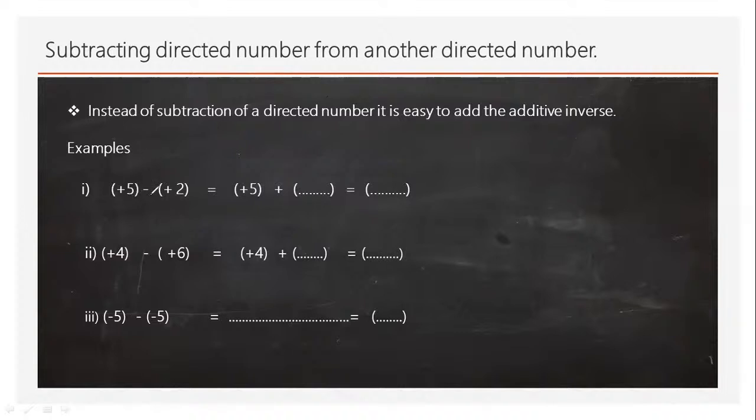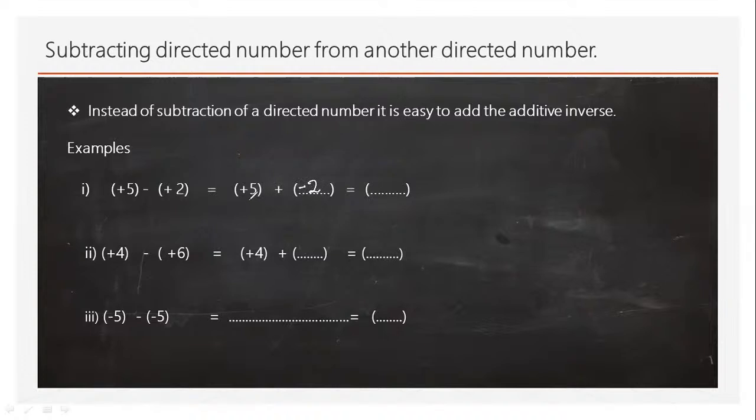Plus 5 minus plus 2. Right. Instead of subtraction, we can change the sign. Plus 5, plus, instead of minus you can add plus here. Now write the additive inverse of this plus 2. The additive inverse of plus 2 is minus 2, and we can write plus 5 plus minus 2.